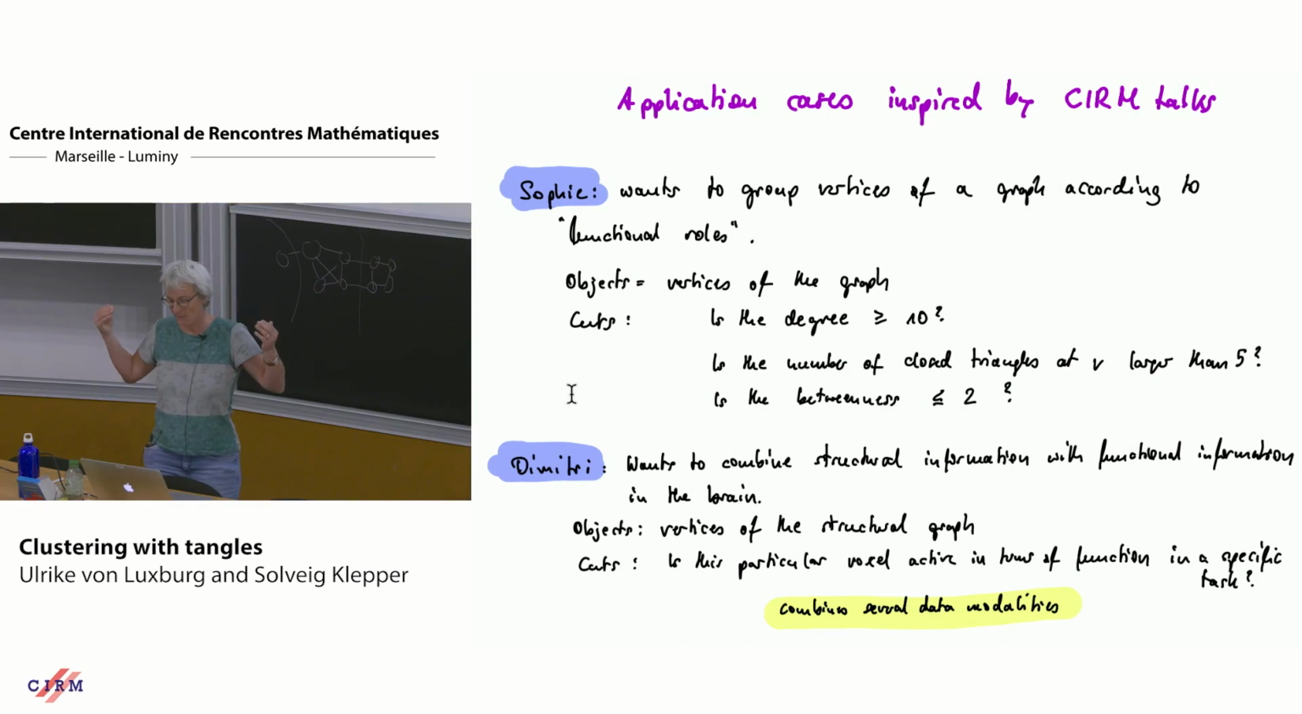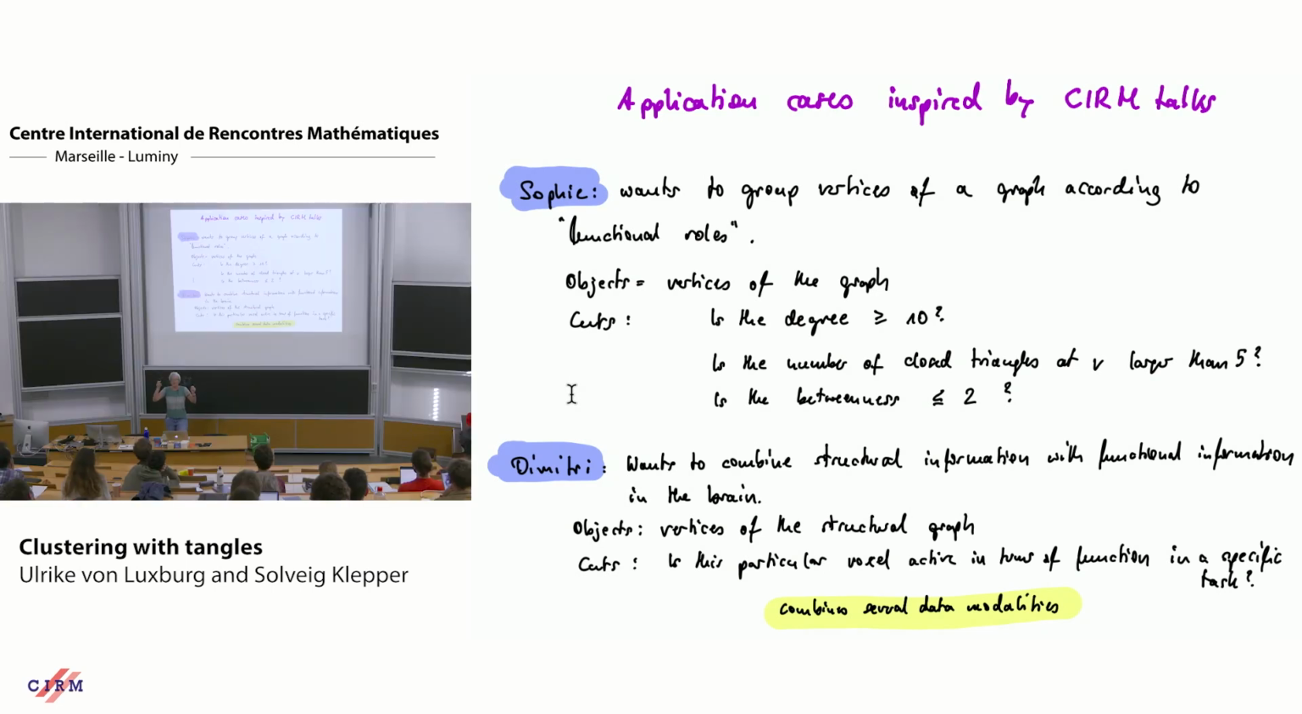So Sophie had graphs, and she wanted to distinguish groups of vertices according to the functional roles they have in the graph. The functional role was described by properties of the geometry of the graph, like: does it have a high degree? Are there many triangles attached to this particular vertex? Does it have a low betweenness? Whatever. These were the ways she characterized what she's looking for.